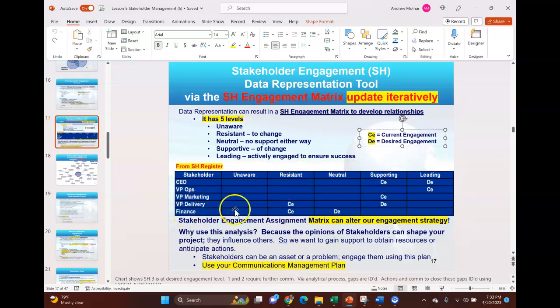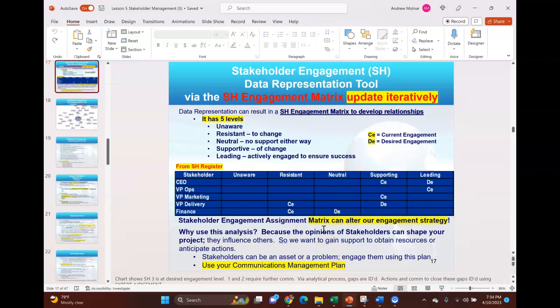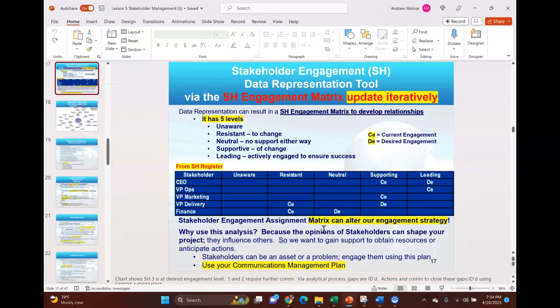And so the VP of delivery, they're resistant currently. And what I want to do is move them to supporting. Finance is resistant. I don't really need their support. I just need them to stop resisting. So my plan of engagement would be to move them to neutral. Find out what their needs are. What are their interests? What motivates them for our project? How can I make it happen?